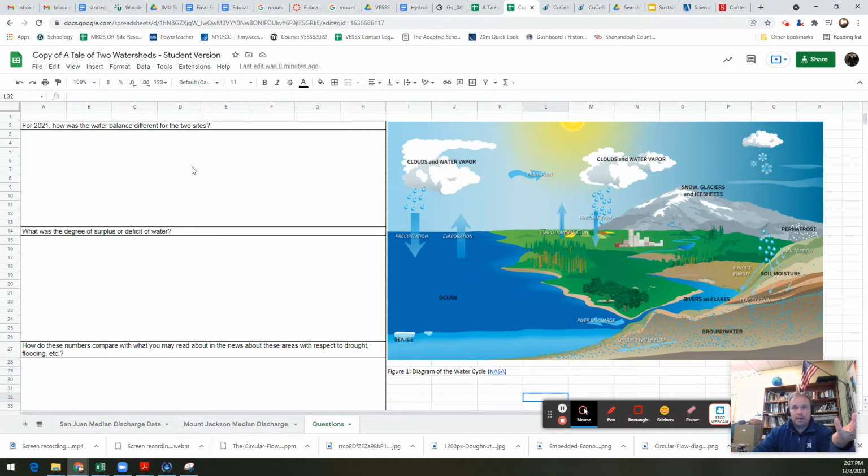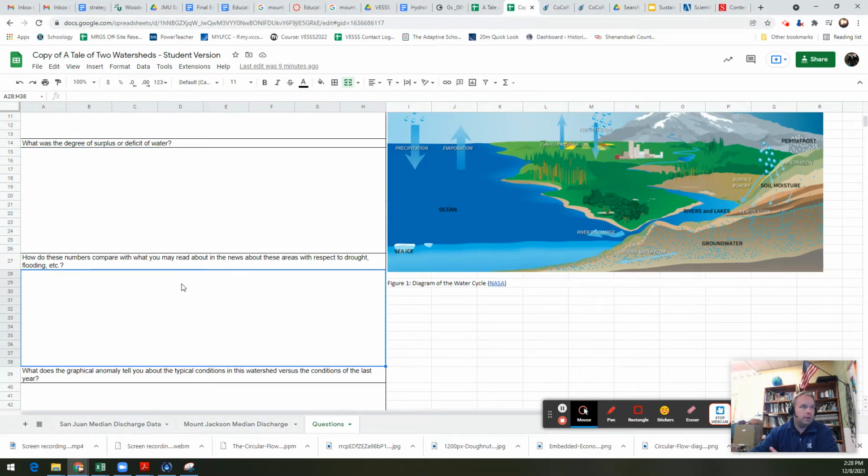Does one site have... Are both sites balanced? Does one or the other or both have surpluses of water in terms of storage? We're looking at the change in storage, or does one have a deficit and one have a surplus? We're going to find out. What was the degree of that surplus?